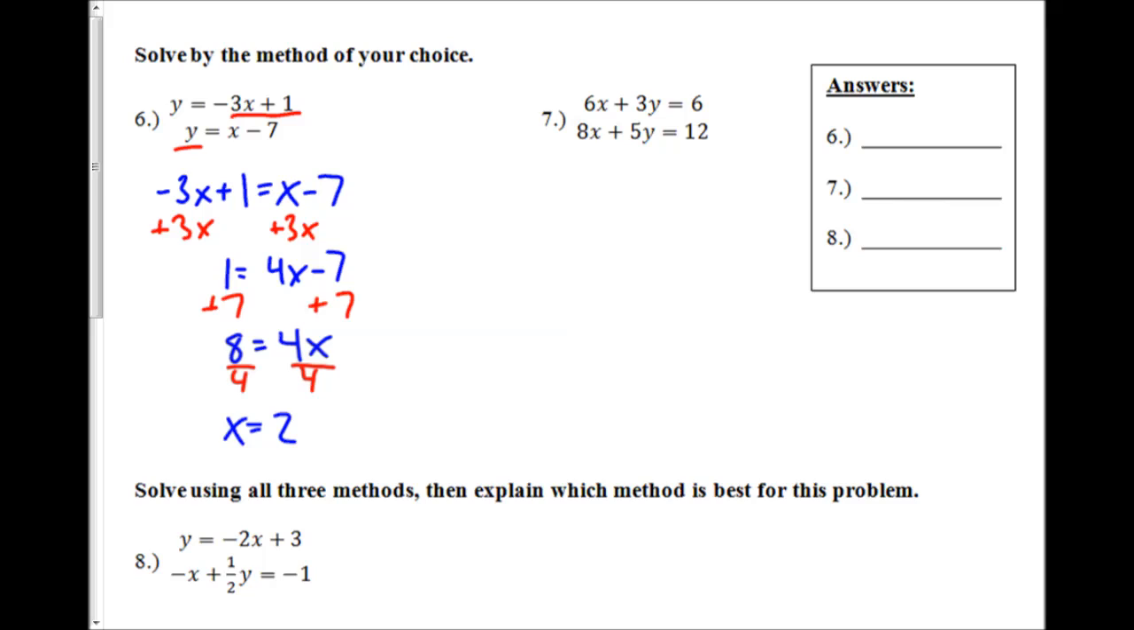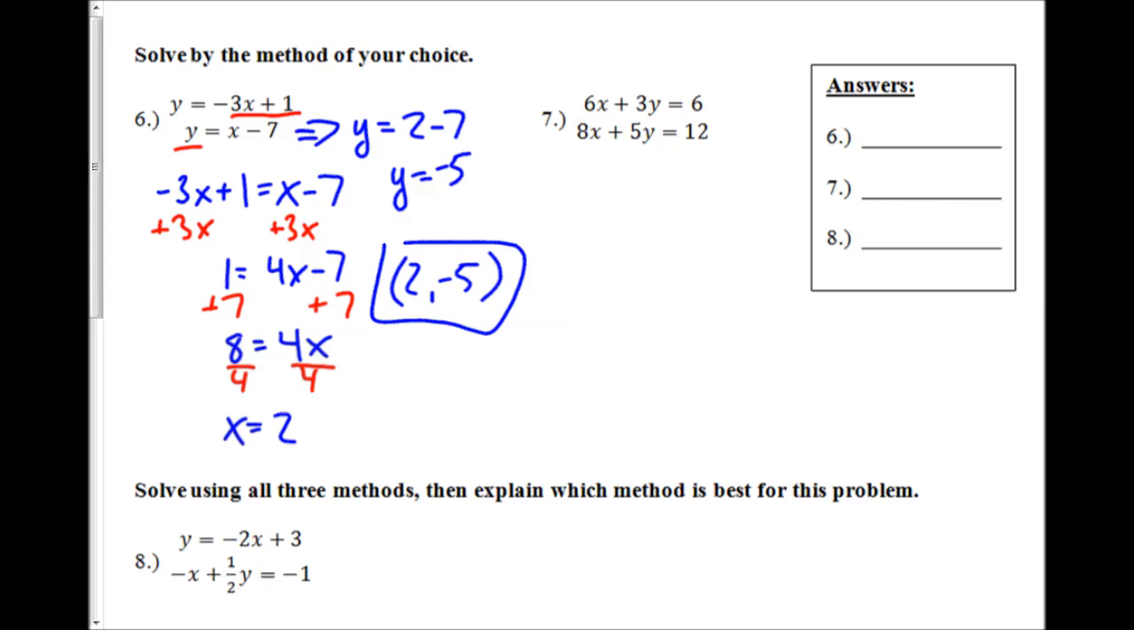Okay? Once again, I'm still not finished. I have to plug this in. I'm going to plug it into the second one. So I've got y equals 2 minus 7, so y equals negative 5. Done and done. There it is as an ordered pair.